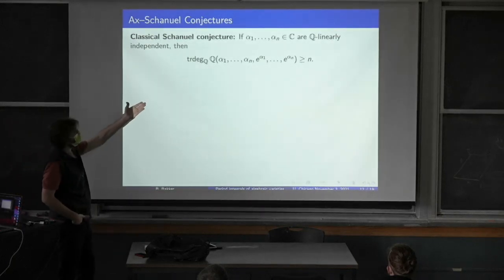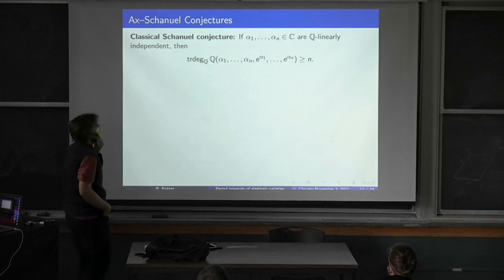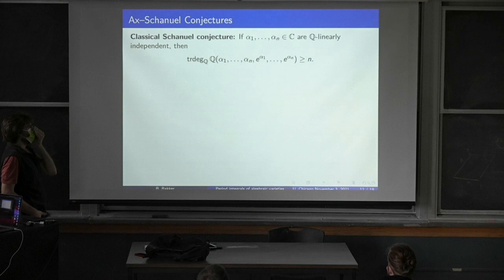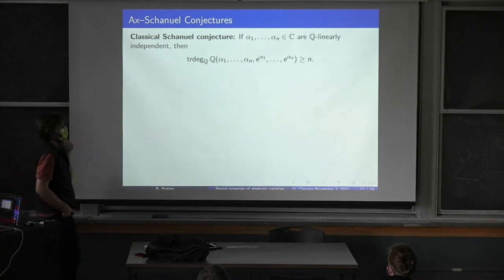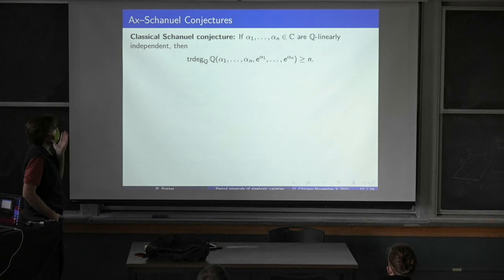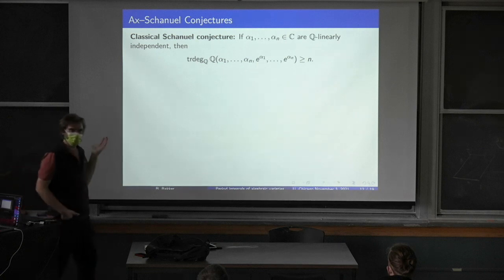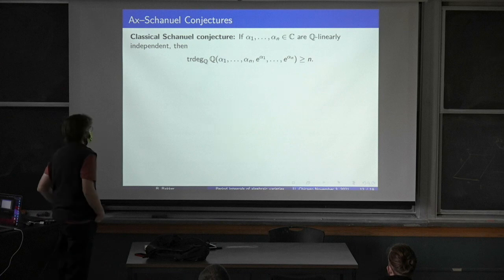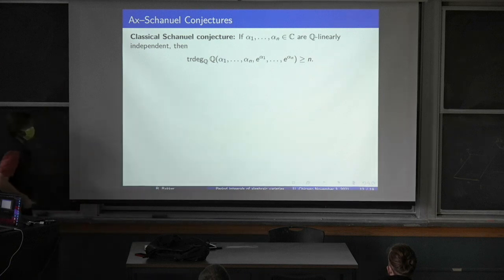On the other hand, if you plug in alpha 1 equal to, what do I want to take? Maybe pi i, and alpha 2 to be 1, this conjecture is stating that e and pi are algebraically independent. Okay, so there are some strong implications to this Schanuel conjecture, which, like I said, is still open.